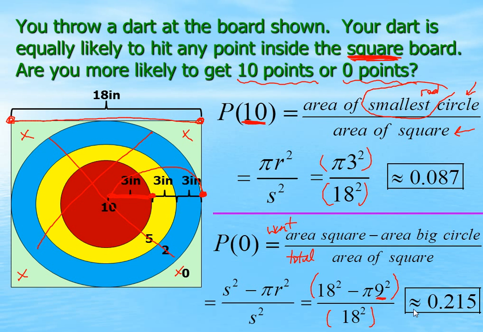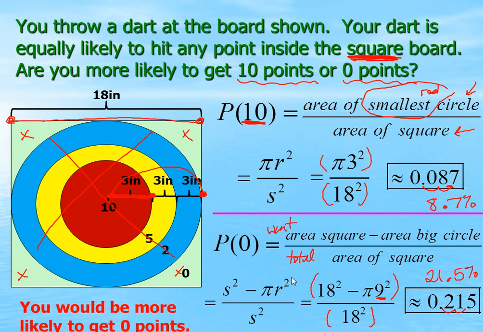Now, when you're comparing, it may be easier for some of you to compare these as percents. Okay, so if I want to compare these as percents, pull these decimals over. So that's 8.7% to get a probability to get a 10. Or pull this over. This is a 21.5% probability to get a 0. So which one of these is more likely, to get a 10 or to get a 0? You are much more likely to get a 0. 21% versus 8%.